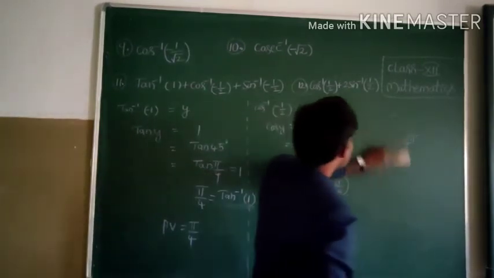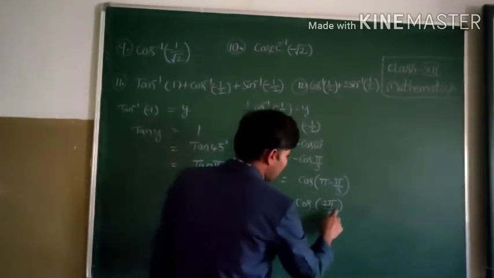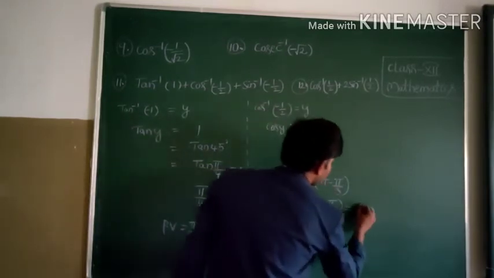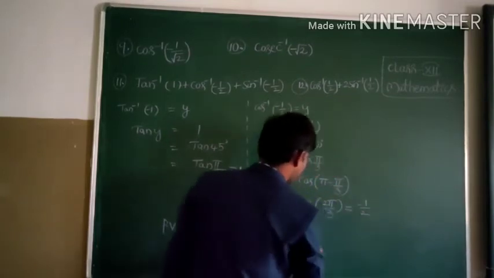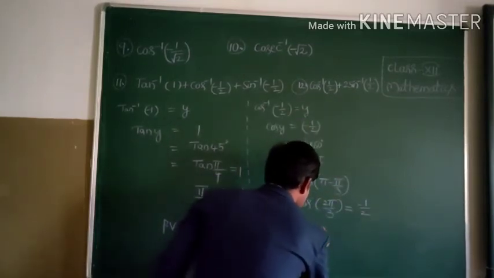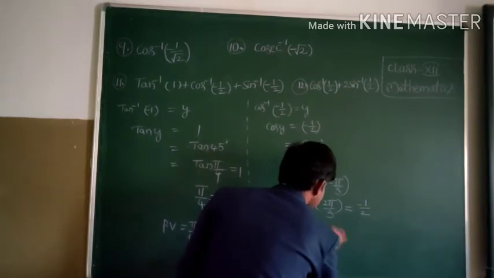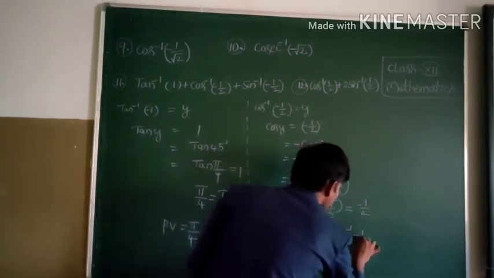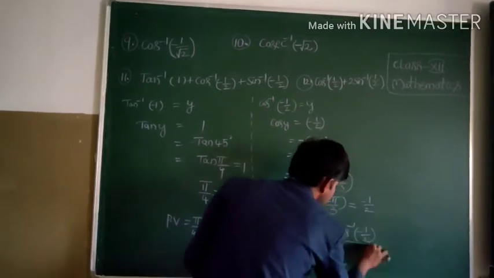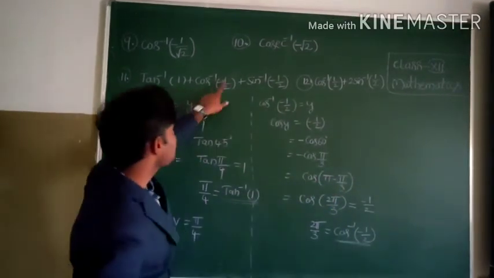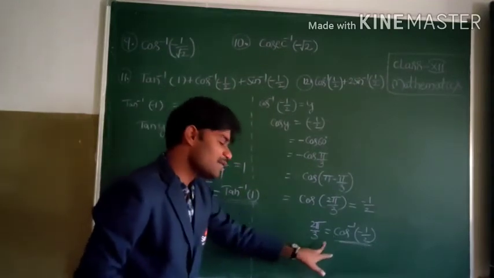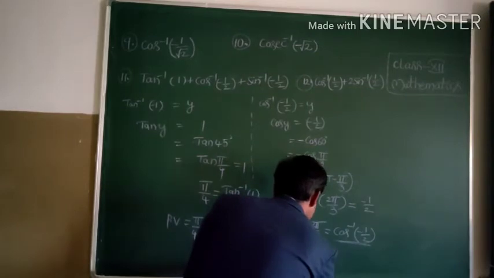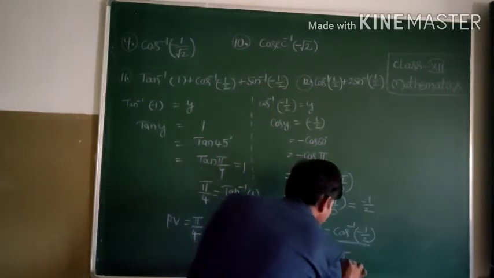Clear? So see here, cos of 2 pi by 3 is equal to what? Finally, minus 1 by 2. Now 2 pi by 3 is equal to cos inverse of minus 1 by 2. So this is the given function, right? In this cos inverse of minus 1 by 2, the principal value of cos inverse of minus 1 by 2 is 2 pi by 3. So the principal value for this function is 2 pi by 3.